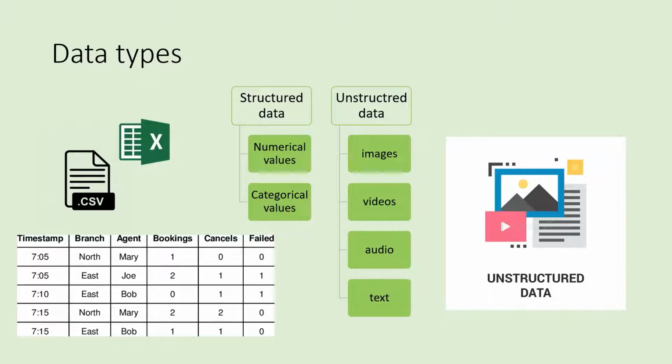Let's explain data types. We have two types, structured and unstructured data. In structured data, we can have numerical or categorical values. For example, in branch column, we have categorical values like north, east. In blueprint column, we have numerical values like 1, 2, and 0. This type of dataset can be saved as a CSV file or an Excel file. On the other hand, unstructured data can be in form of images, videos, audio, and text.